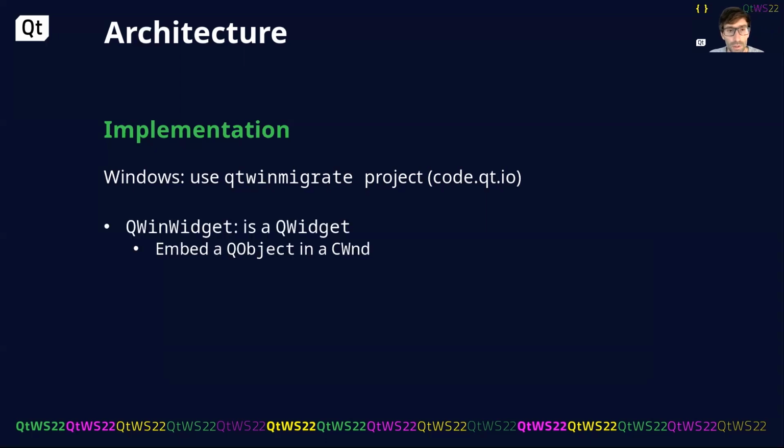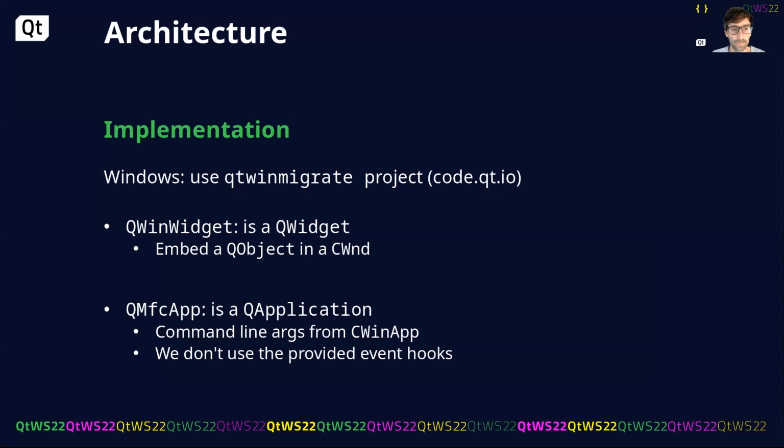So what does this project contain? It contains a QWinWidget, which provides the bridge between Qt and MFC, and also between a Qt widget and MFC, so actual Qt content. And there is also the QMFCApp, which we use more as a convenience because we have a CWinApp, and this makes it easy to create a QApplication. There are hooks provided by the MFC app, but we don't actually use those.